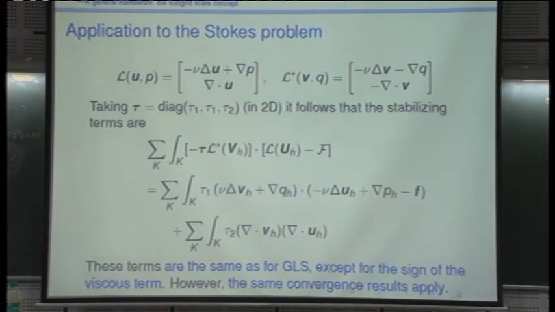What would happen if we have edges? We have to add that jump that we have seen before. If we have discontinuous pressure, we have to add that jump. So we know already all that I wanted to explain about the Stokes problem.